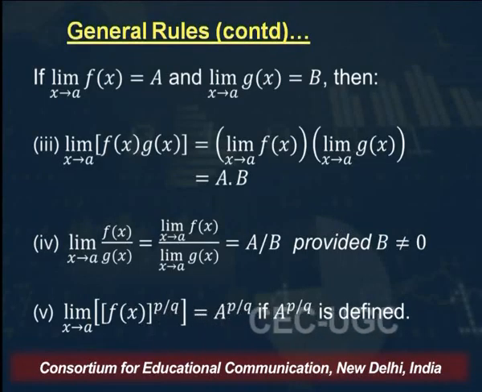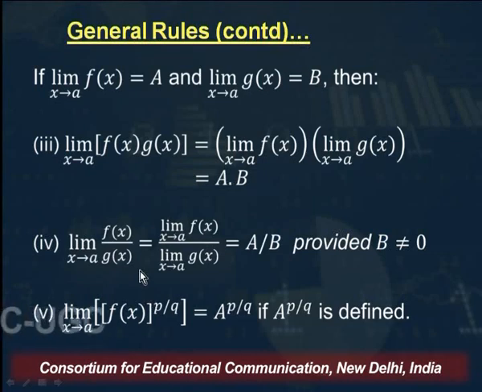Okay. Let's look at the next rule. So here we have the limit of the product of two functions. We have the limit of f of x times g of x as x tends to a, and this rule says that the limit of the product of two functions is nothing but the product of the two limits, right? So the product of the two limits is nothing but A times B. So that is going to be your result here. That's going to be the limit of f as x tends to a times the limit of g as x tends to a, and that's A times B.